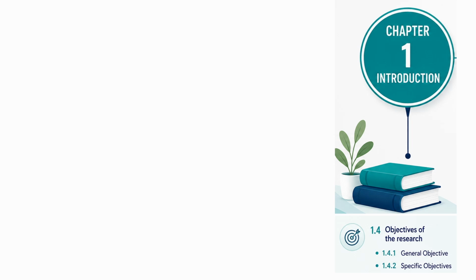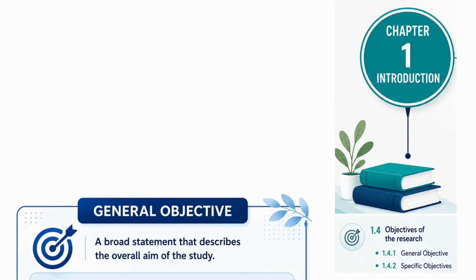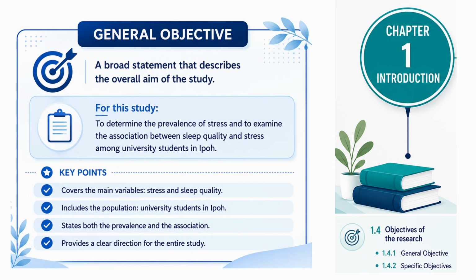The next component is objectives of the research. Objectives of the research means what you are going to achieve at the end of the research or what you are going to measure at the end of the research. It can be either a general objective or specific objectives. A general objective is a broad statement that describes the overall aim of the study.